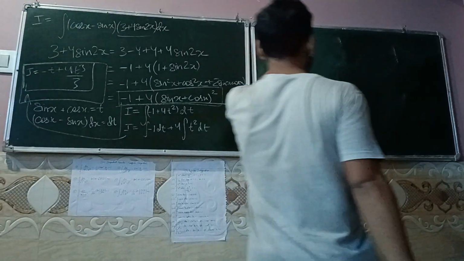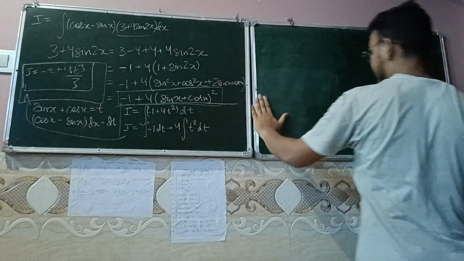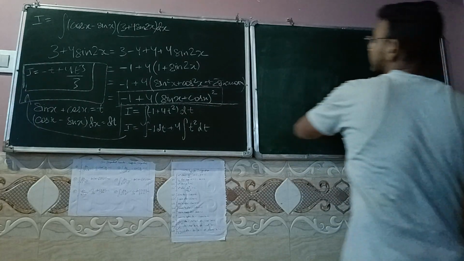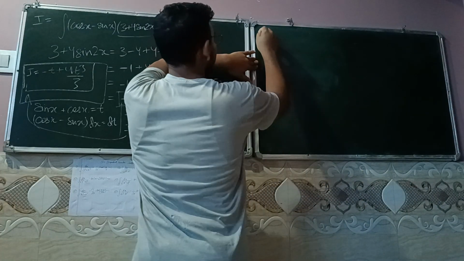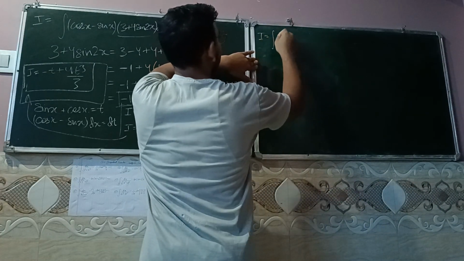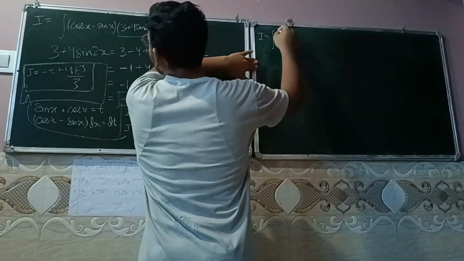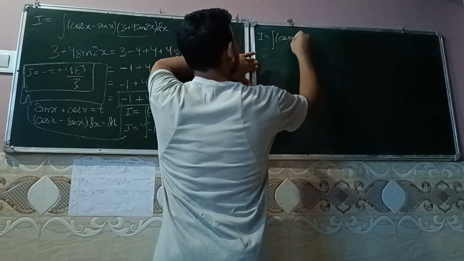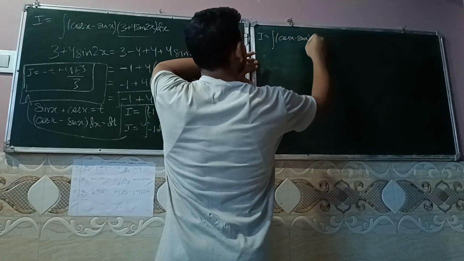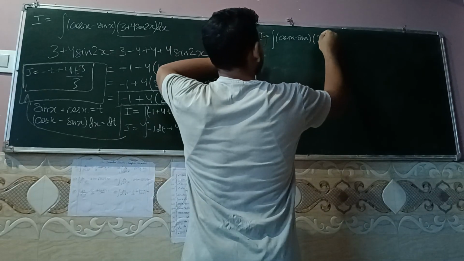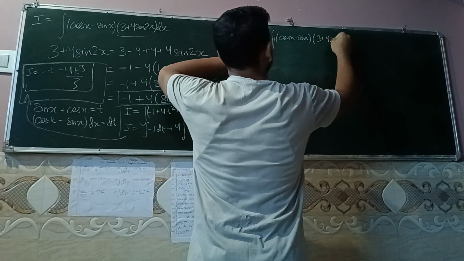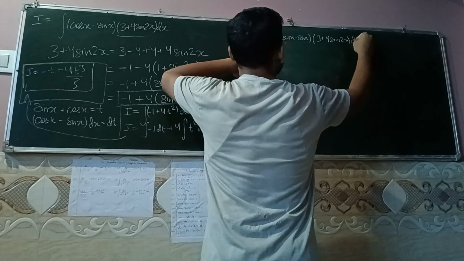So we have I as the integral of cosine of x minus sine of x times 3 plus 4 sine 2x dx, right?